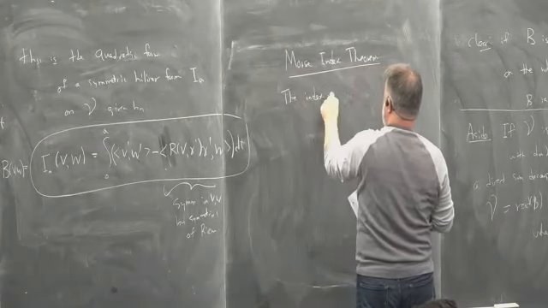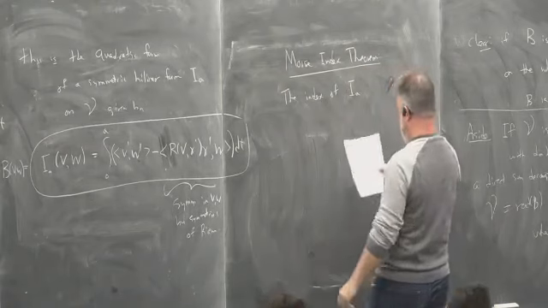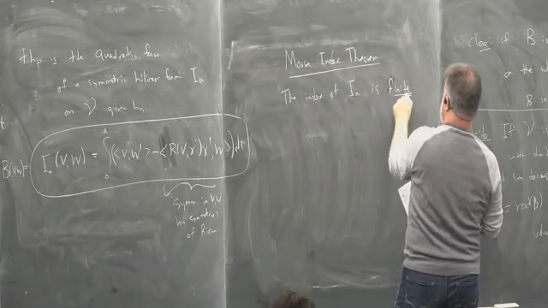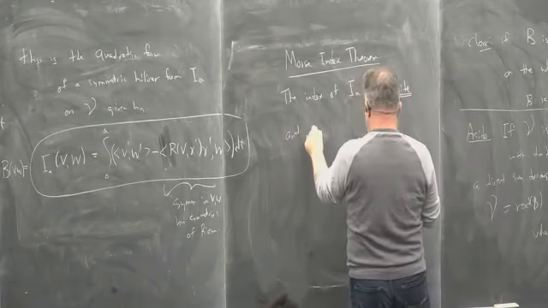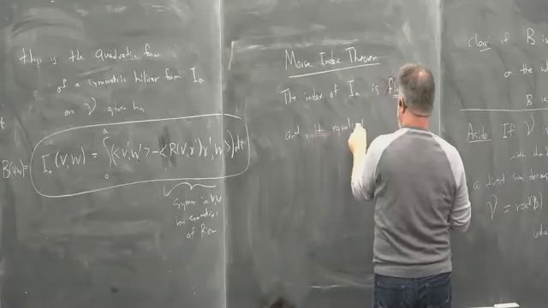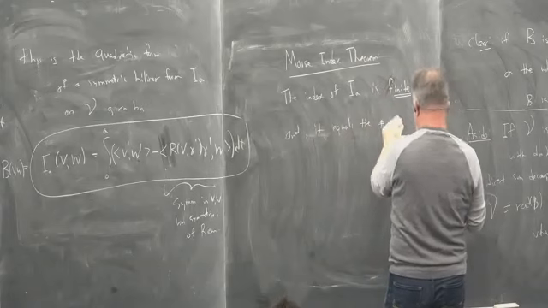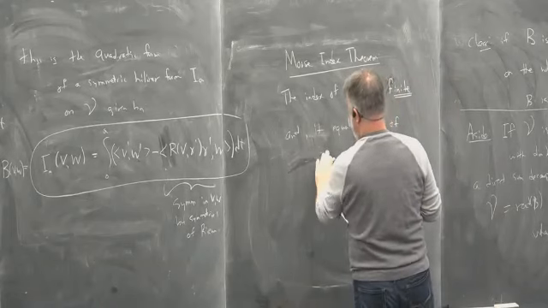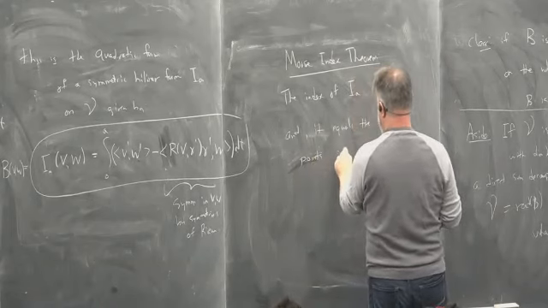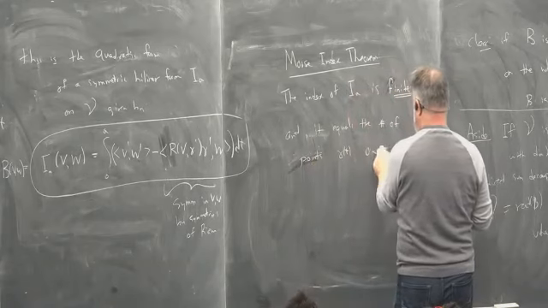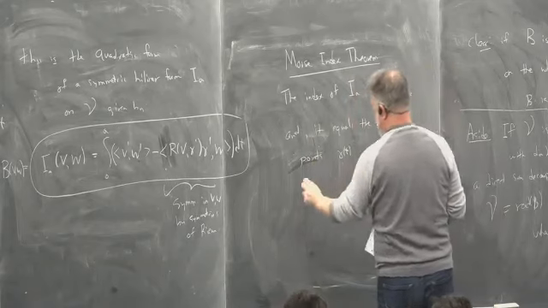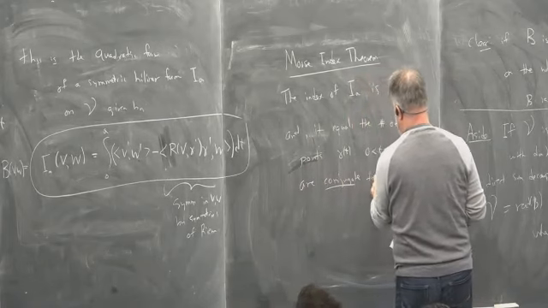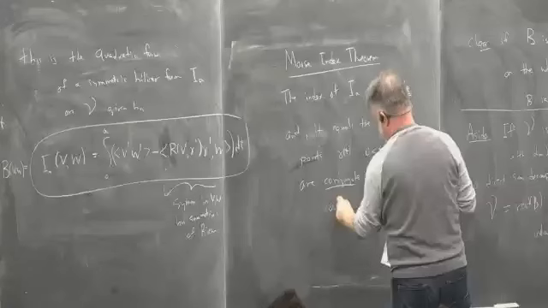The index of this symmetric bilinear form is finite, which it didn't have to be in general, and it equals the number of conjugate points to gamma of 0, the number of points gamma of t for 0 less than t less than a, which are conjugate to gamma of 0, counted with multiplicities.